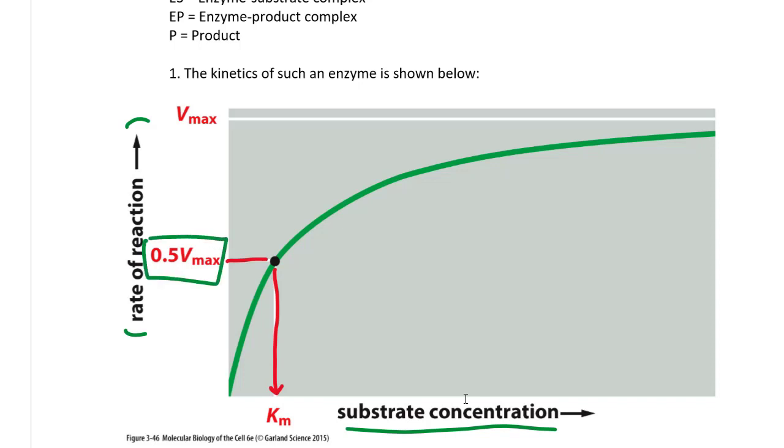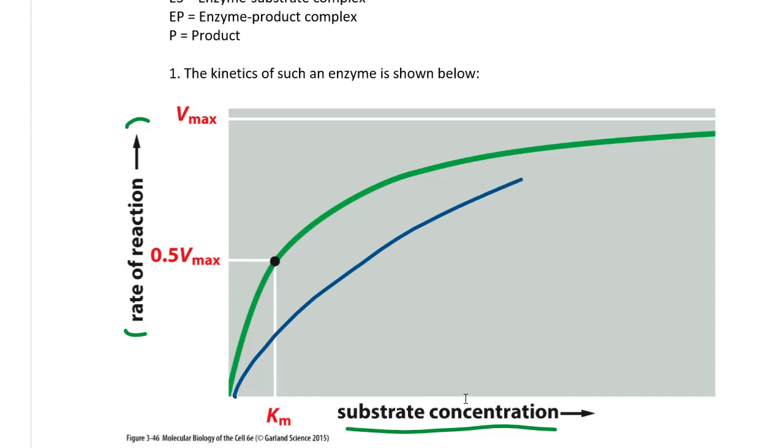Okay? Before we move on, I just want to show you guys a couple of things. I could have another enzyme that has the same Vmax but has a different Km. For example, I could have a second enzyme which has this sort of rate of reaction versus substrate concentration plot. Now, with the Vmax being the same, if I go from half a Vmax to here, you can see that the Km is different. So keep that in mind.